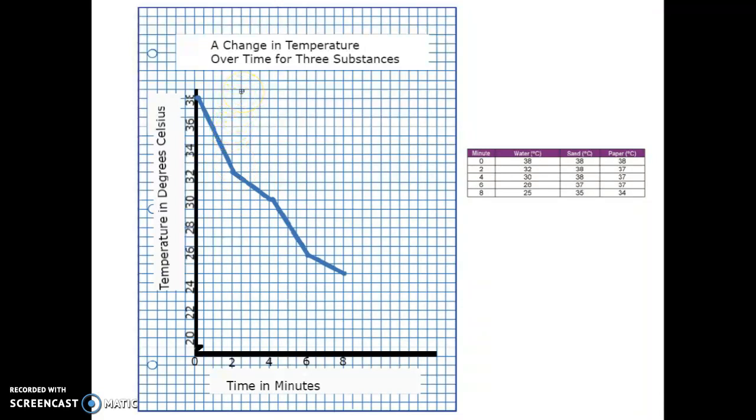So now I'm working on plotting the sand points. As you can see, I've chosen a different color to signify that this is a different material. So this one at 0, it was 38 degrees Celsius. At 2 minutes, it was also 38 degrees Celsius.